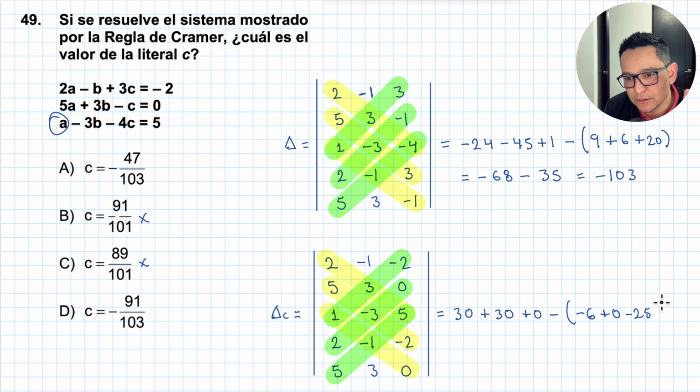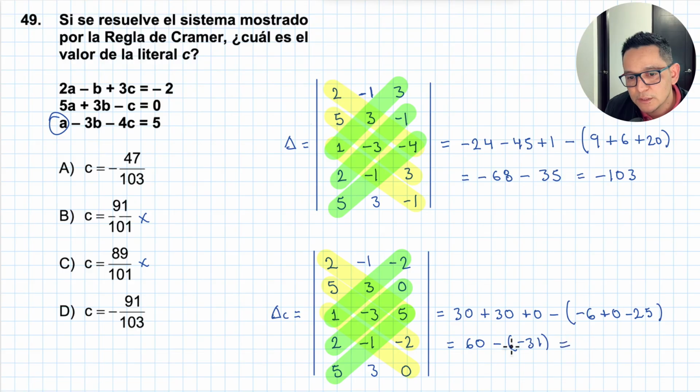Minus 25. And that's it. Now let's do the additions, or, well, subtractions, or whatever is left. 30 plus 0, that's 60. Minus, well, I'm going to open parentheses, and here we have minus 6 plus 0, minus 25. This is minus 31, right?